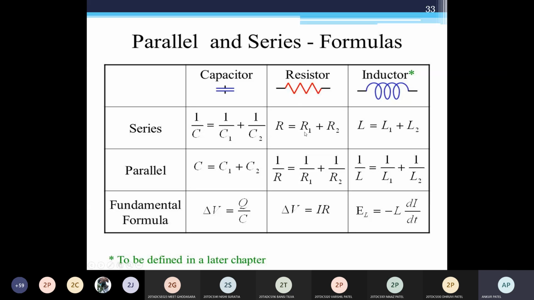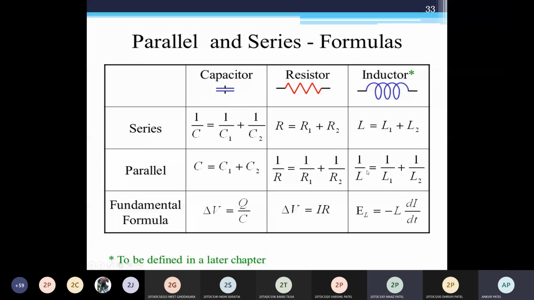For the resistor, it can be written as R is equal to R1 plus R2, and for inductor, it can be written as L is equal to L1 plus L2. So this we will study in electromagnetics. In parallel, for capacitor, C is equal to C1 plus C2. For resistor, 1 upon R is equal to 1 upon R1 plus 1 upon R2. And for inductor, 1 upon L is equal to 1 upon L1 plus 1 upon L2.